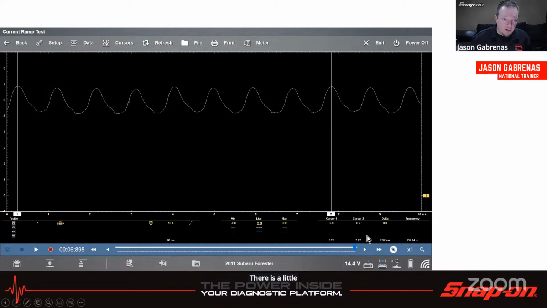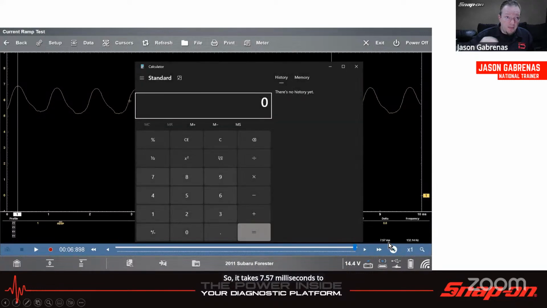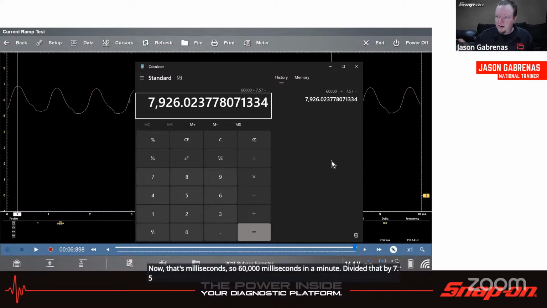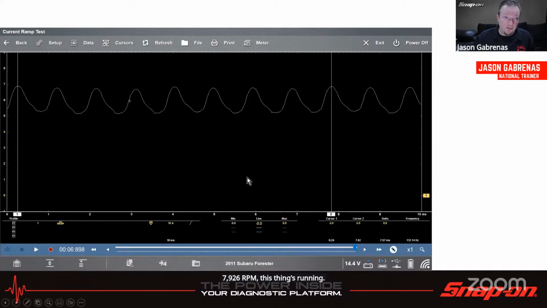There is a little math equation I'll just do really quick here. So it takes 7.57 milliseconds to go one rotation. I'm going to pull up my calculator here. Now that's milliseconds, so 60,000 milliseconds in a minute. So divide that by 7.57. 7,926 RPM this thing's running. So that's a healthy fuel pump.